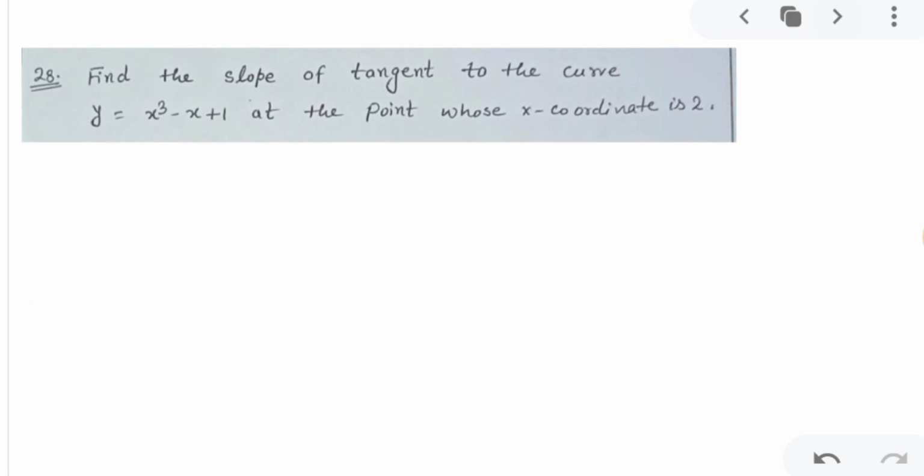Okay. Now, we'll come to the next question. Question number 28. This is a different type of question and somewhat easier than the previous one. Find the slope of the tangent to the curve y equal to x cube minus x plus 1 at the point whose x coordinate is 2.